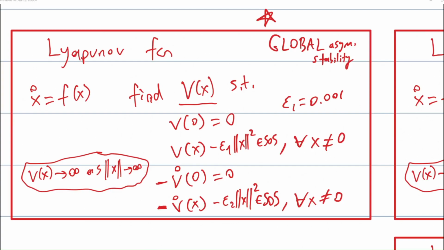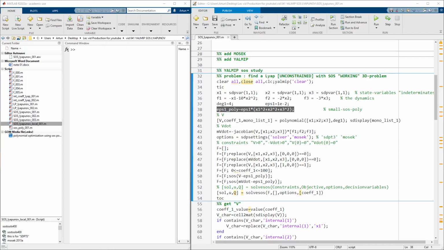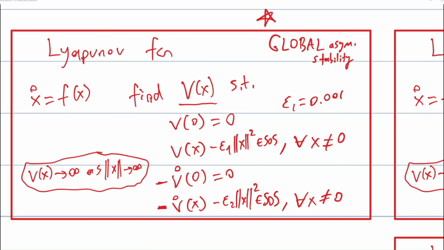Let's go back to MATLAB again. Let's keep these constraints in mind. Wait a sec, just keep that highlighted term, epsilon times norm of x squared. The term that we call eps1 polynomial is basically this. All right, let's move on.